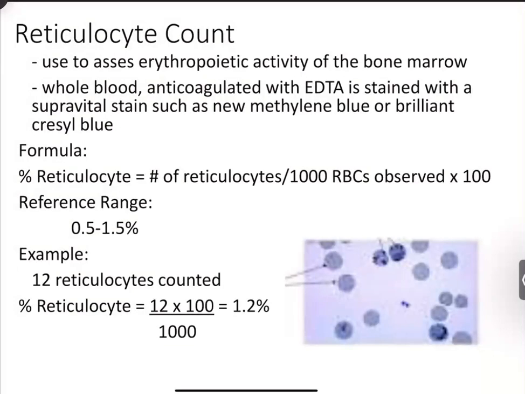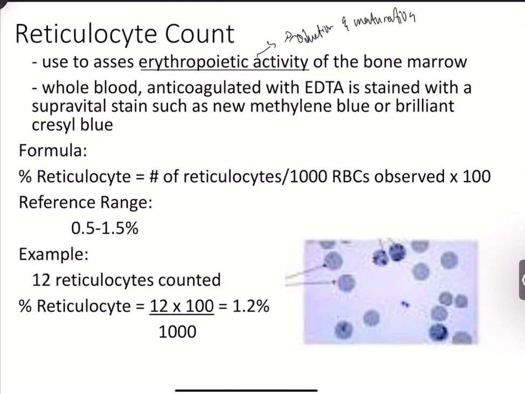Next, this is not under the red blood cell indices, but an additional test for the maturation of your RBC, which is the reticulocyte count. The reticulocyte count, or retic count, assesses the erythropoietic activity of the bone marrow. So erythropoietic activity is the production and maturation of your RBC.